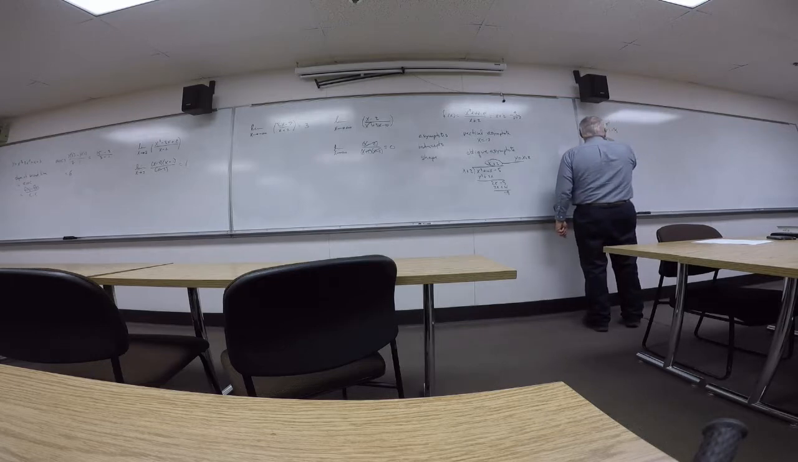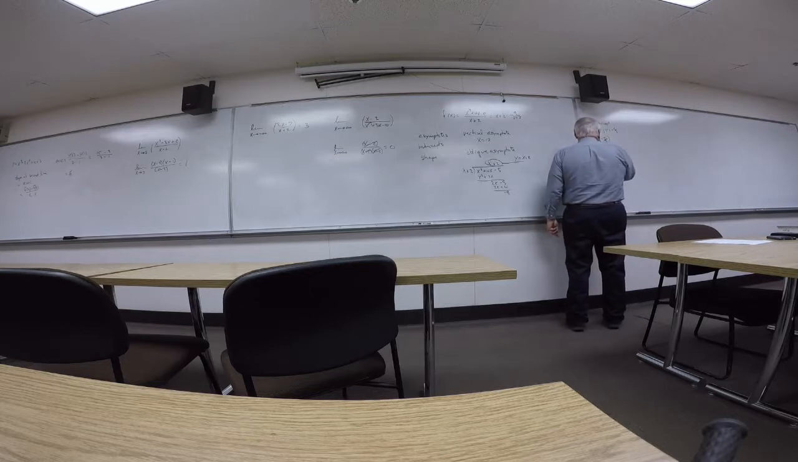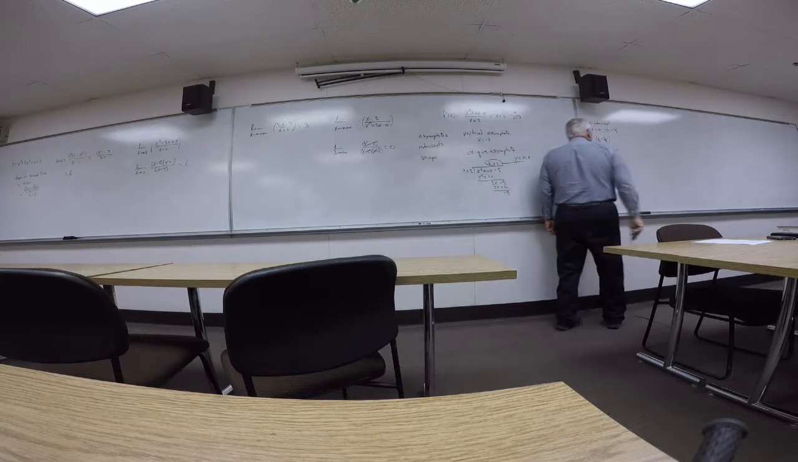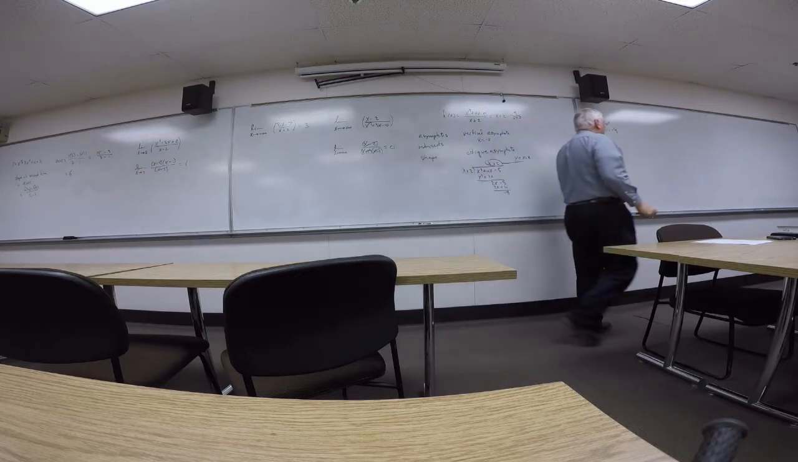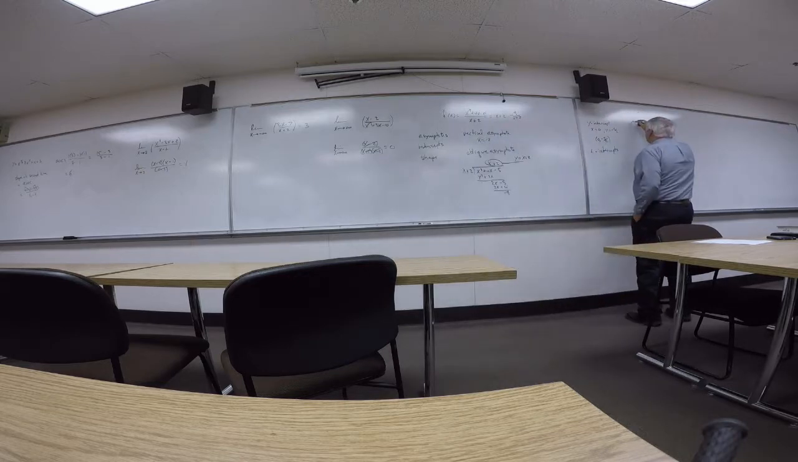That is the point (0, -5/2). The x-intercepts are when y is equal to 0. Let's solve that here: 0 is equal to (x squared plus 4x minus 5) over (x plus 2).